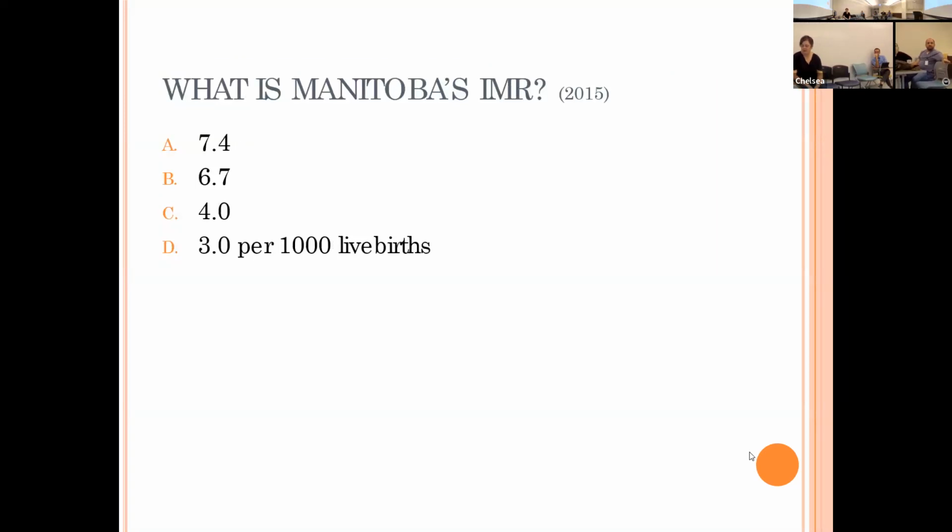What is Manitoba's infant mortality rate in 2015? 3 per 1,000. I like that answer because it's the lowest one. So it's actually 6.7. And Canada's infant mortality rate is 4.5.